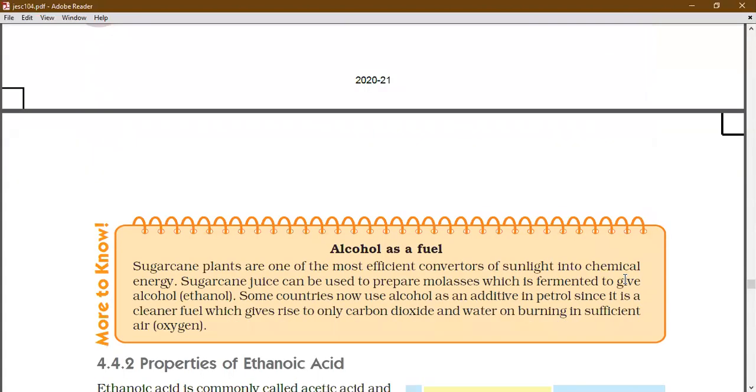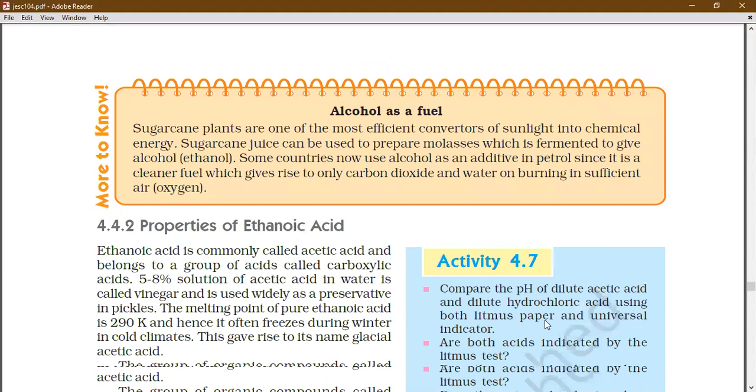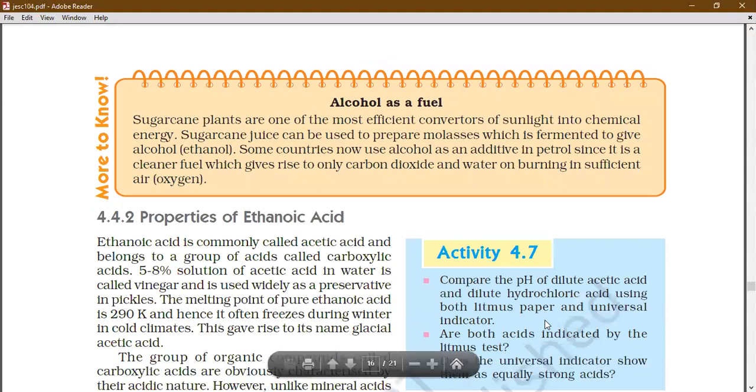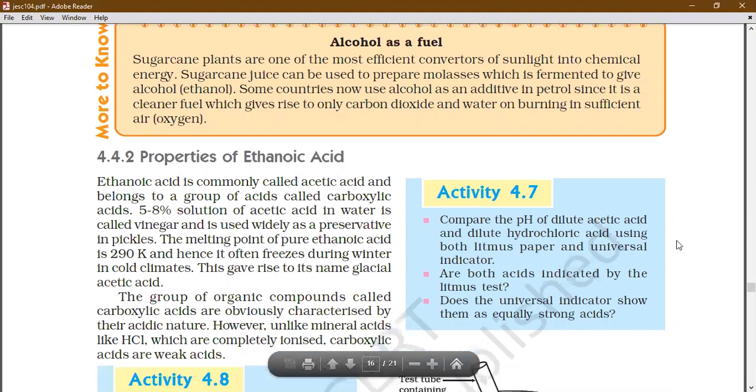More to know: alcohol as a fuel. Sugarcane plants are one of the most efficient converters of sunlight into chemical energy. Sugarcane juice can be used to prepare molasses, which is fermented to give alcohol. Some countries now use alcohol as an additive in petrol, since it is a cleaner fuel which gives rise to only carbon dioxide and water on burning in sufficient air, which is oxygen.